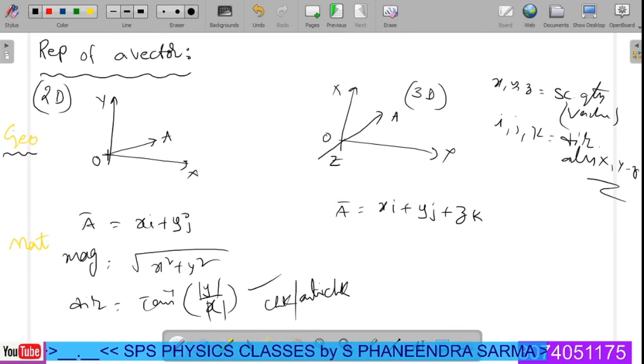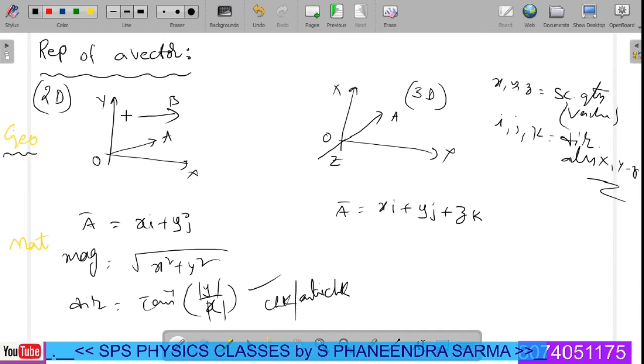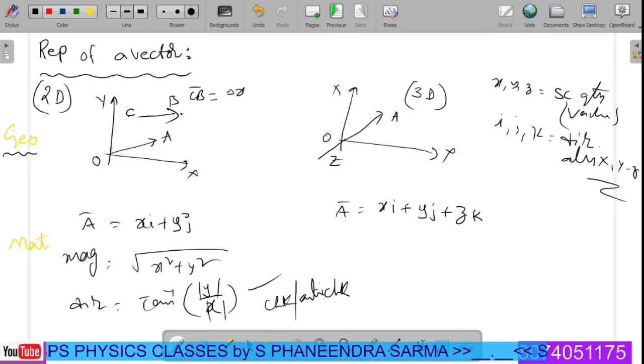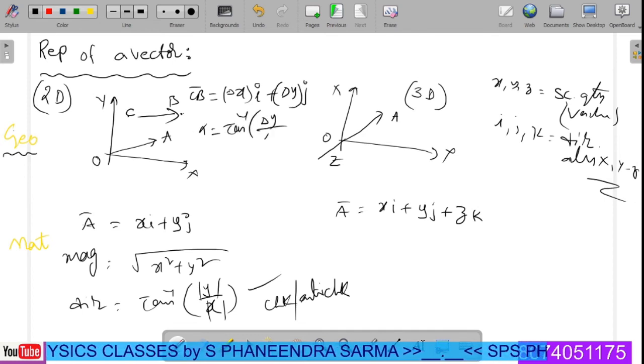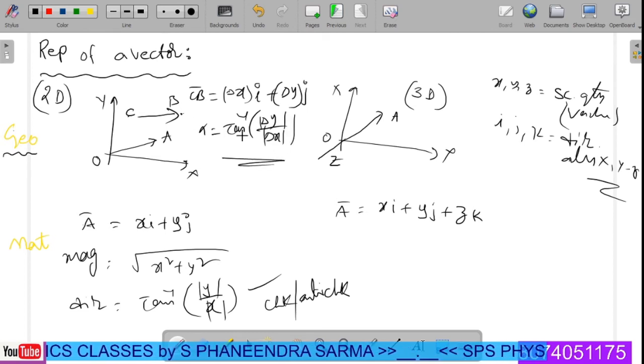Here in the geometrical one, suppose I have one more vector like this. This is called B bar. Our starting point is C and the ending point is D. The vector CD bar is given by the final vector, so the coordinates are there. Therefore we write delta x i plus delta y j. In this case, the direction is given by alpha is equal to tan inverse of modulus of y by modulus of x. The change in values we have to take care of here. Like this we can find out the direction of a vector.